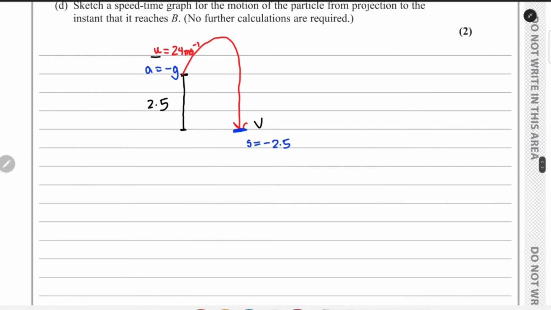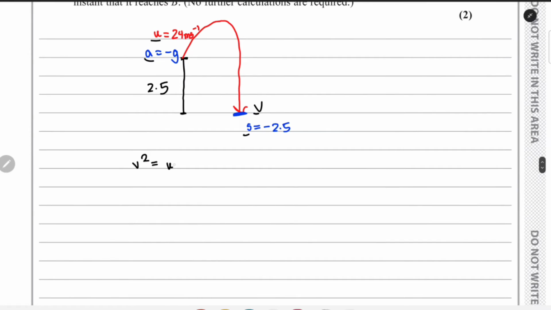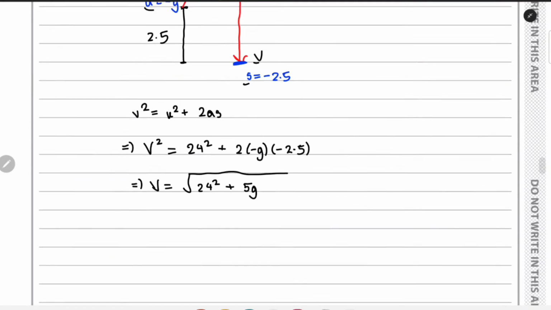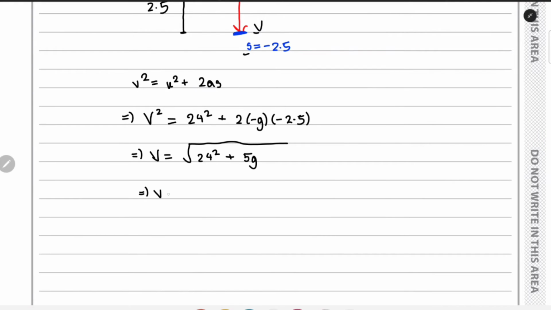So we know the initial speed, the acceleration, the displacement, and we need the final velocity. We don't have the time, so we'll use v squared equals u squared plus 2as. So v squared equals 24 squared plus 2 times minus g times minus 2.5. So v is the root of 24 squared plus 5g. So v would be 25 meters per second.